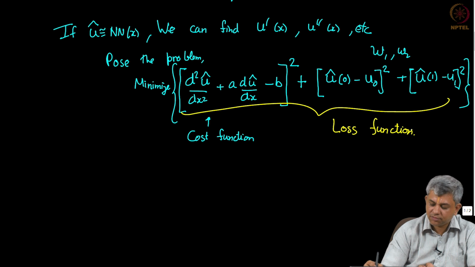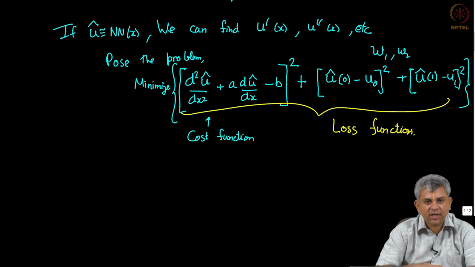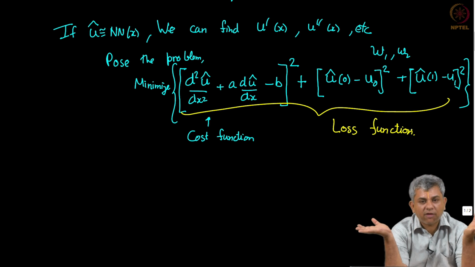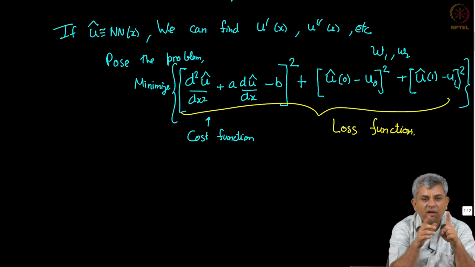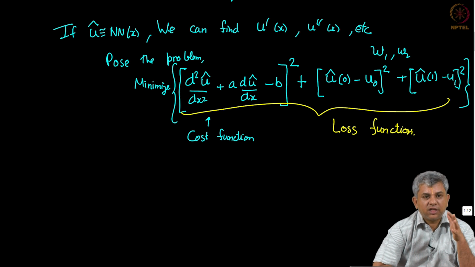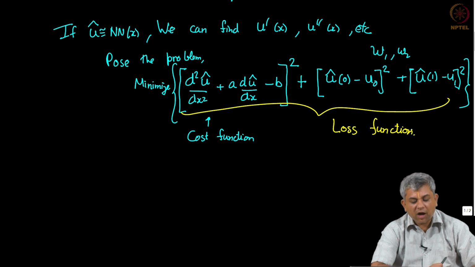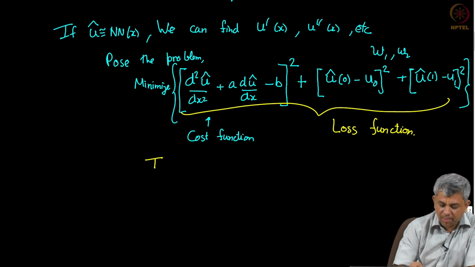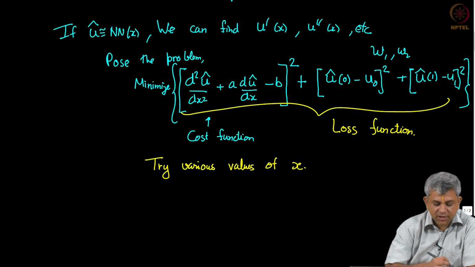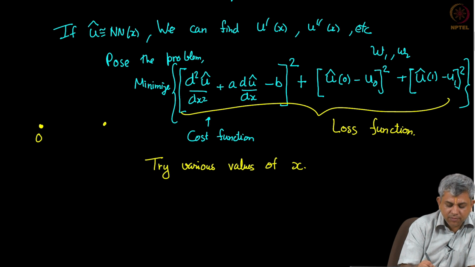Okay. Please think about this. This is an extremely clever posing of the problem. So, that differential equation and the boundary conditions have all been put together as a single optimization problem. So, the ODE has now been converted to an optimization problem, and after this it is simply a solution. Okay. So, how will you solve it? You try various values of x, that is, let us say you have 0, you have 1.